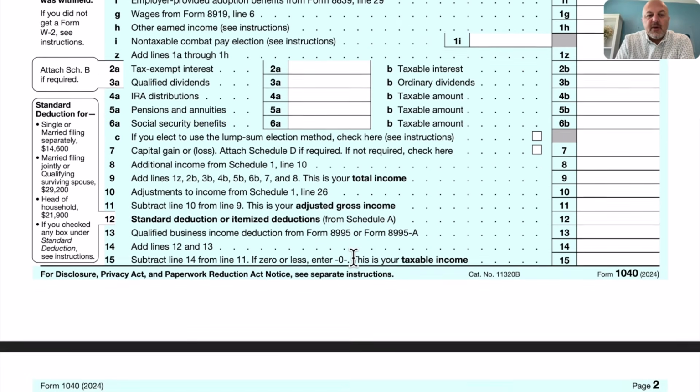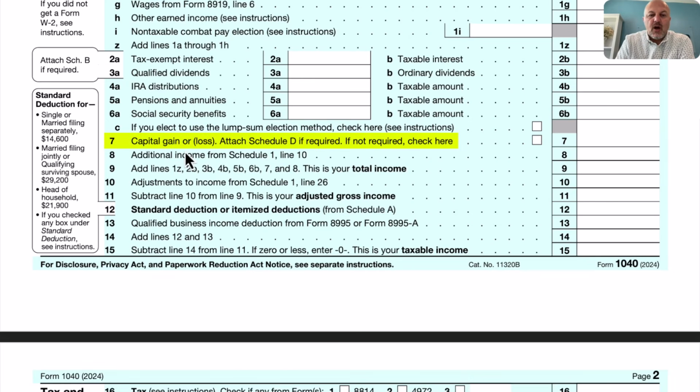Now let's go to the other income category, which is capital gain or loss. And you'll notice it says attach Schedule D.